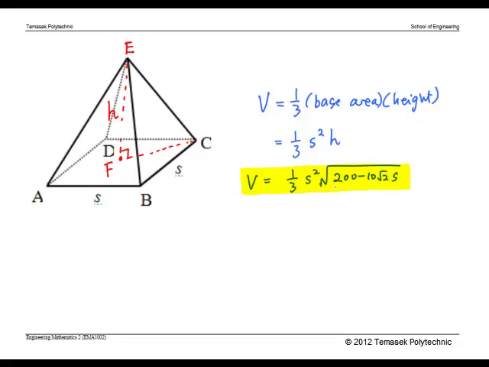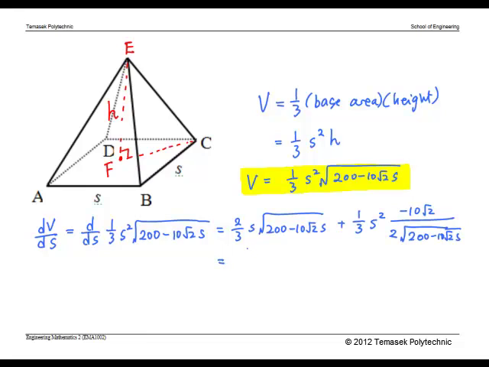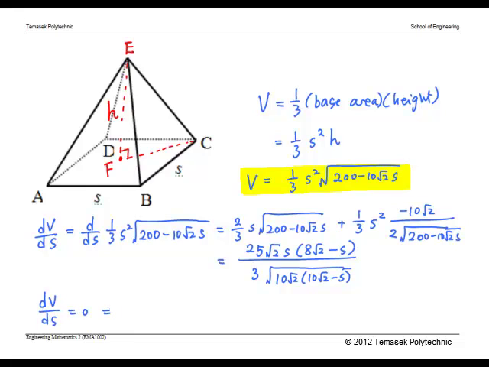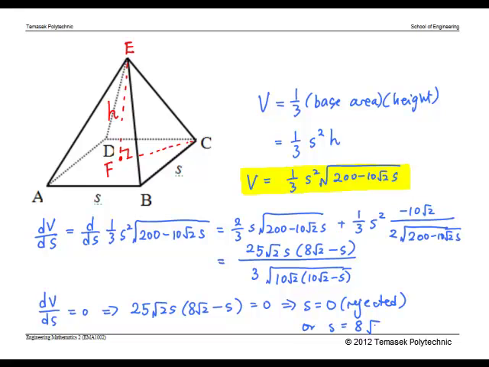Firstly, we find the critical point by differentiating V. dV/dS can be found by product rule, which is, the critical point happens when the first derivative is 0. We have S is 0, which is rejected, or S is 8 square root 2. In summary, we have this.